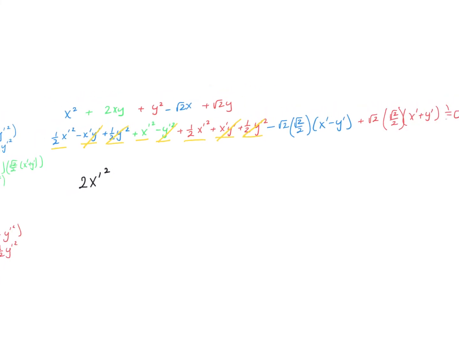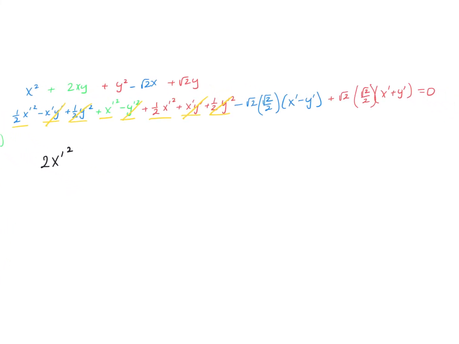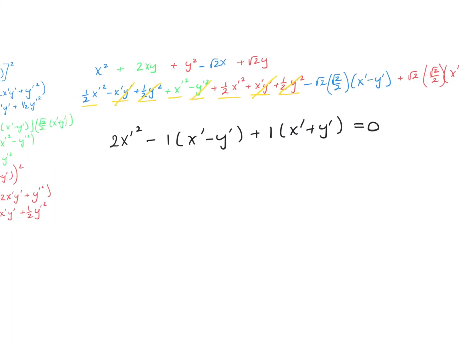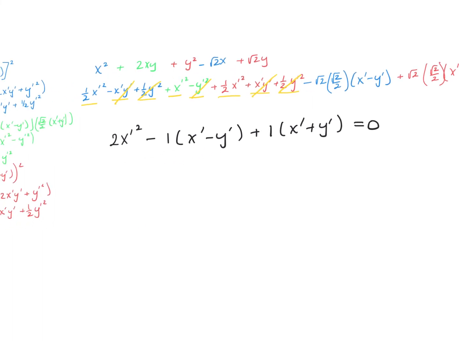Now, we're going to go ahead and do this distribution, and so we have minus the square root of 2 times the square root of 2, which is 2 over 2, so it's going to be 1, x prime minus y prime. And then plus, and this other one, we get the square root of 2 over 2. So we end up again with 1, x prime plus y prime is equal to 0. So we started out with something terribly ugly, and now it's not actually looking too bad.